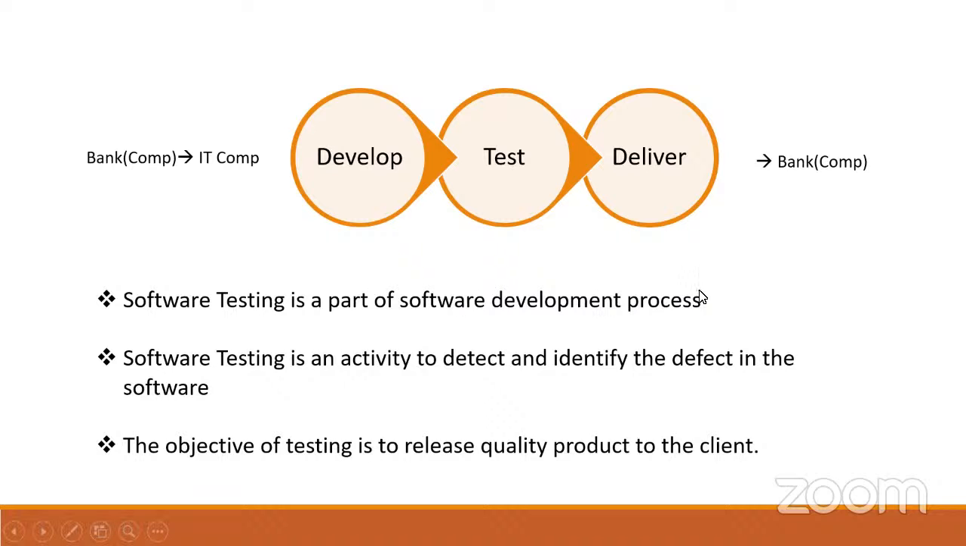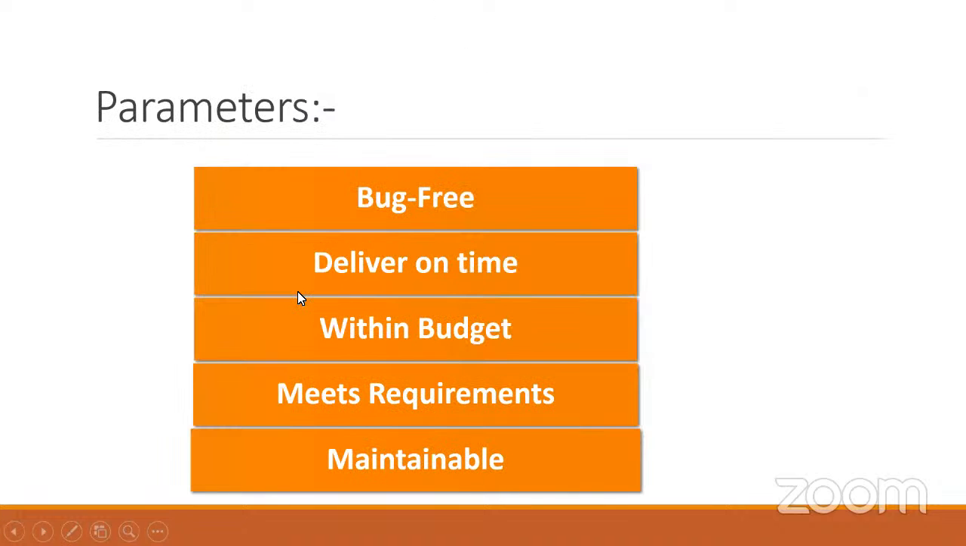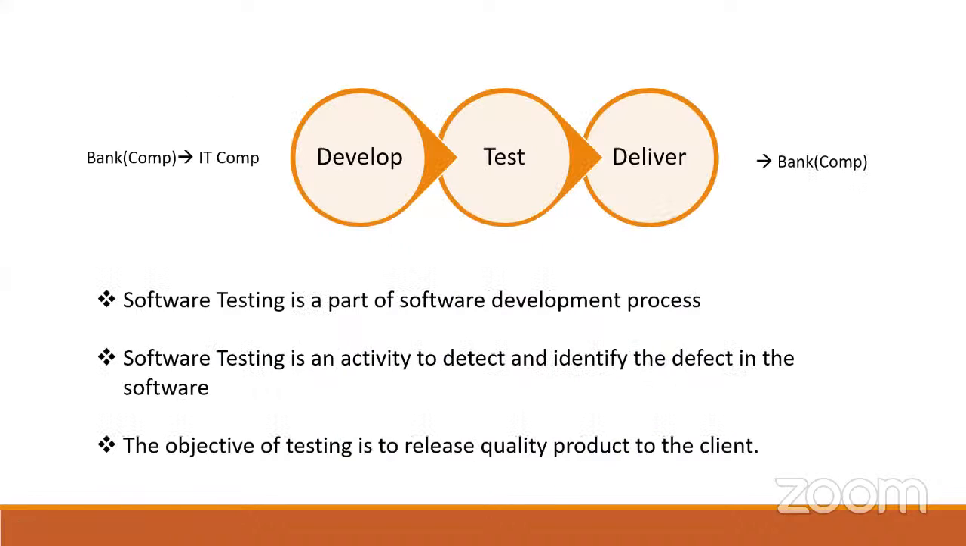Software testing is part of the software development process, right? Along with development, we do testing. So testing is part of the development process. Software testing is an activity to detect and identify defects in the software. What have we identified after testing? We have identified multiple issues. Issues are nothing but defects. Okay? In technical terms, issues are referred to as defects.